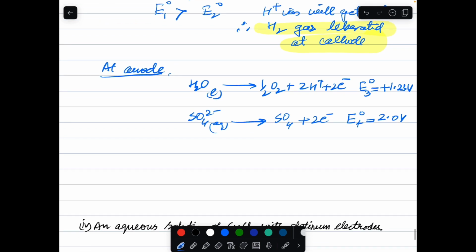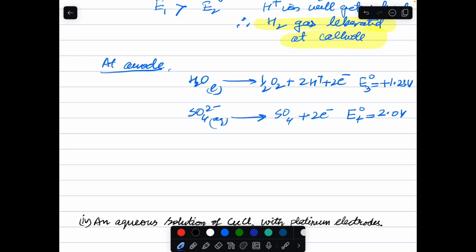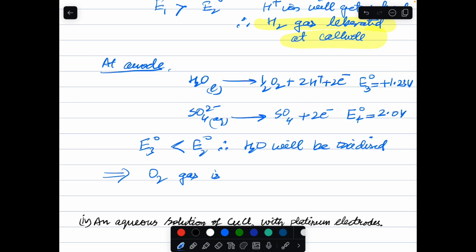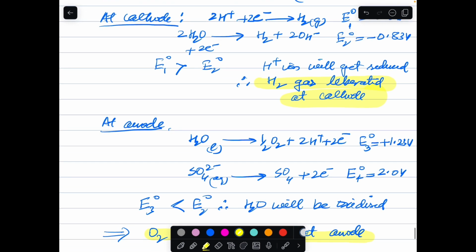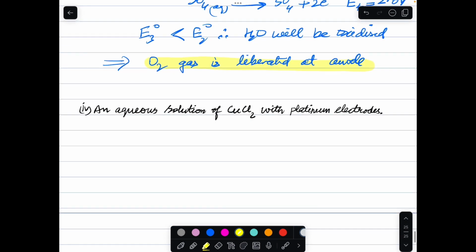So here in this case your E3 naught is less than E2 naught. Therefore, H2O will be oxidized, and as a result, O2 gas is liberated at anode. So in this case, at cathode we'll get hydrogen gas, and at anode we'll be getting the oxygen gas.